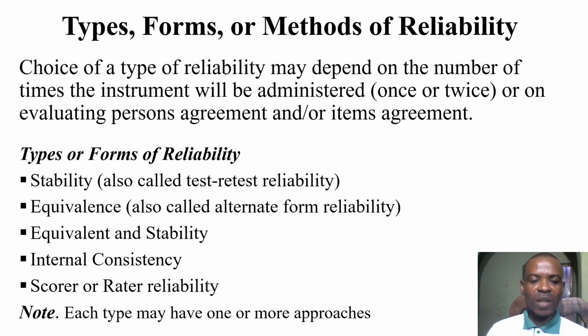However, let's note that each type of reliability may have one or more approaches to adopt. For instance, internal consistency reliability does not have a specific approach of calculating it. It has even more than 3 or 4 approaches. So no matter the type of reliability you have, it could be just one approach of conducting it or more than one approach.